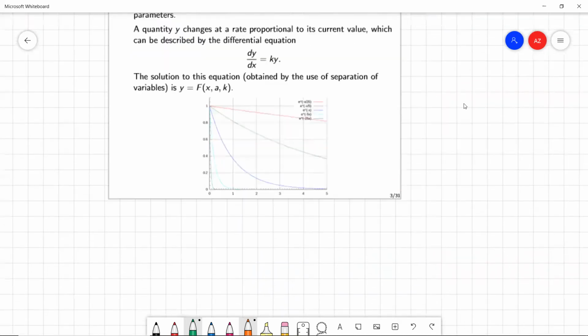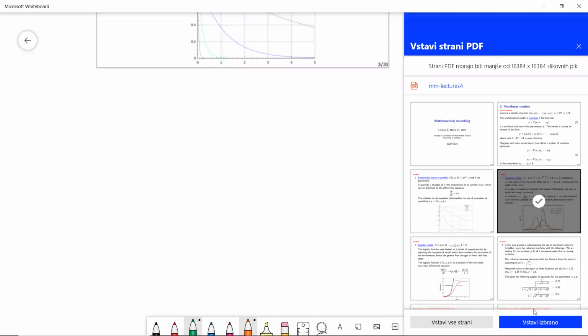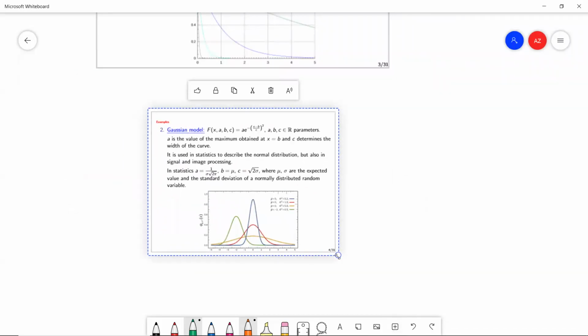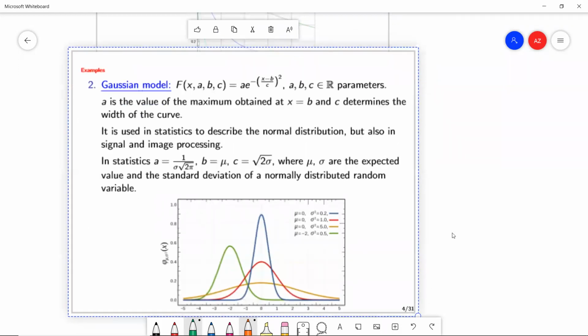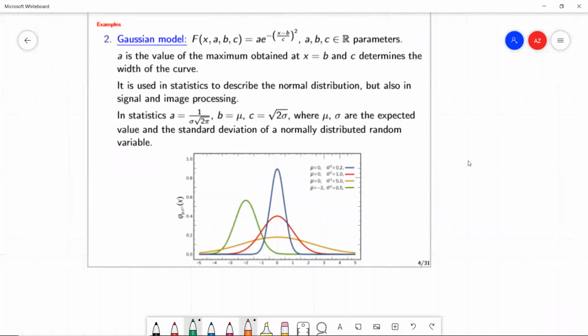So this is one example of a nonlinear model. Then another example, which you already know from statistics, is the so-called Gaussian model. So here, again, our function is a function of 4 variables. The first variable is the first coordinate of our data points. And then we have 3 parameters, a, b, c, to be determined.